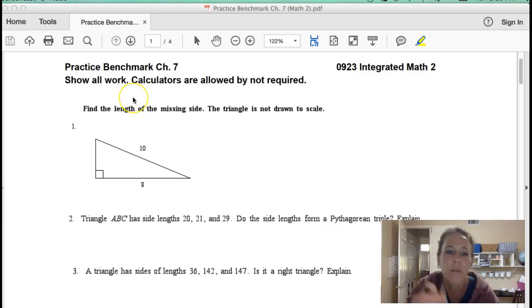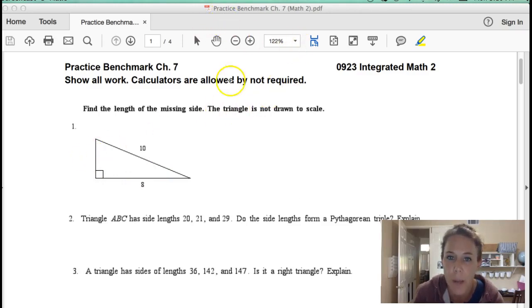It says, find the length of the missing side. The triangle is not drawn to scale. So if you look at this triangle, you'll notice that it's a right triangle. One side is 8 and one side is 10. If you've studied any of the Pythagorean triples, you'll know 3, 4, 5 is a common one. 6, 8, 10 would be the next one if you multiplied 3, 4, 5 by 2. So this is a Pythagorean triple. This side's going to be 6.